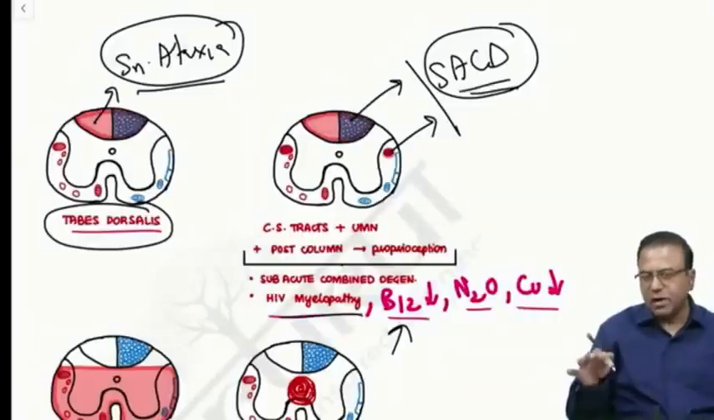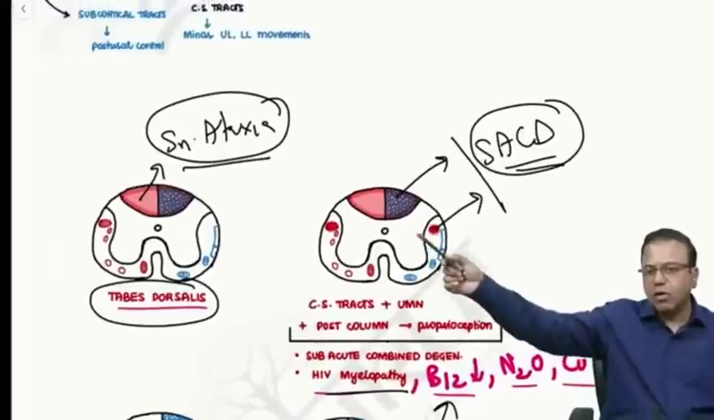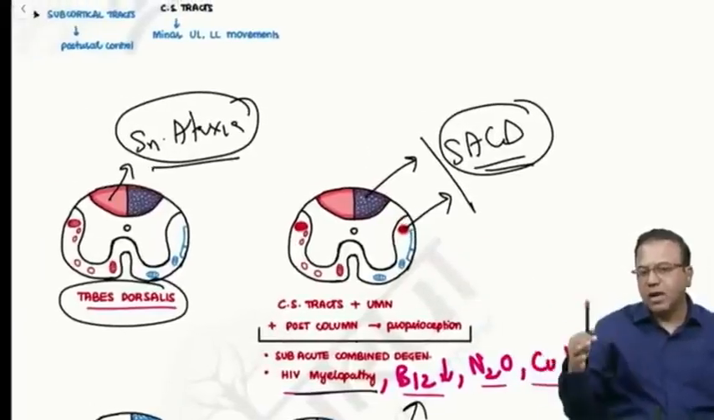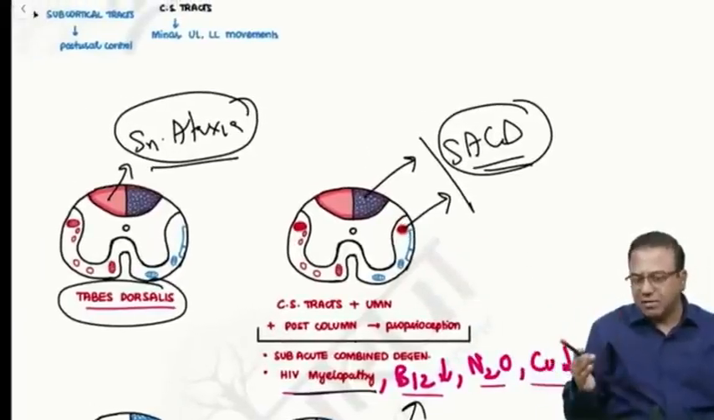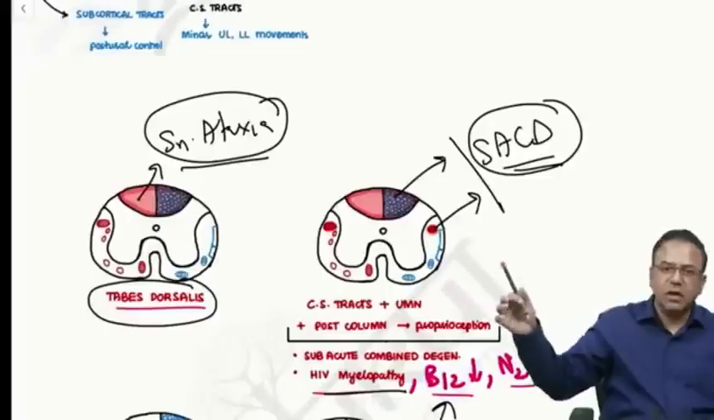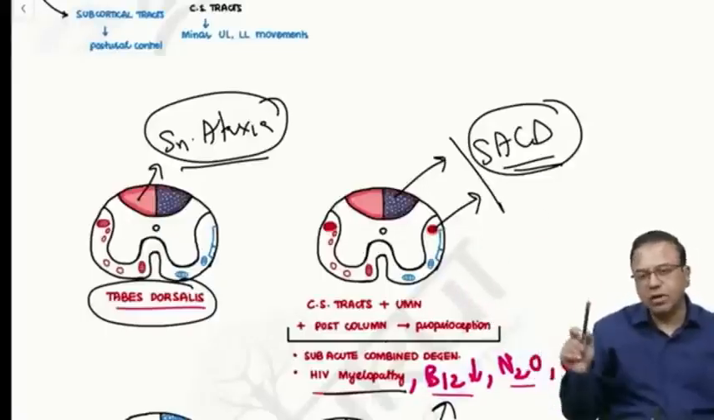Combined means two separate tracts are gone. Corticospinal tract gone, posterior column gone. So the patient will have a UMN spastic weakness and they'll have sensory ataxia. That kind of pattern if you're getting, this is subacute combined degeneration.